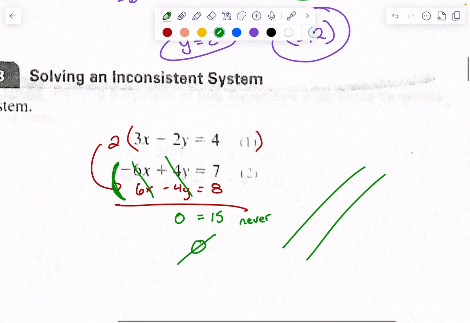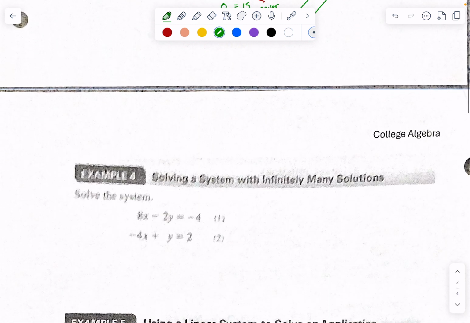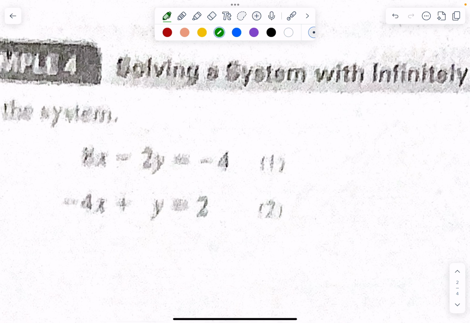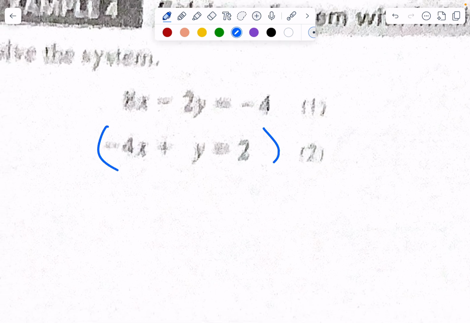Is that an 8? Yeah, 8x minus 2y equals negative 4. Okay, so you want to do elimination here as well? Multiply the bottom by 2. Ugh, that's gross. So I'm going to rewrite this top one too.